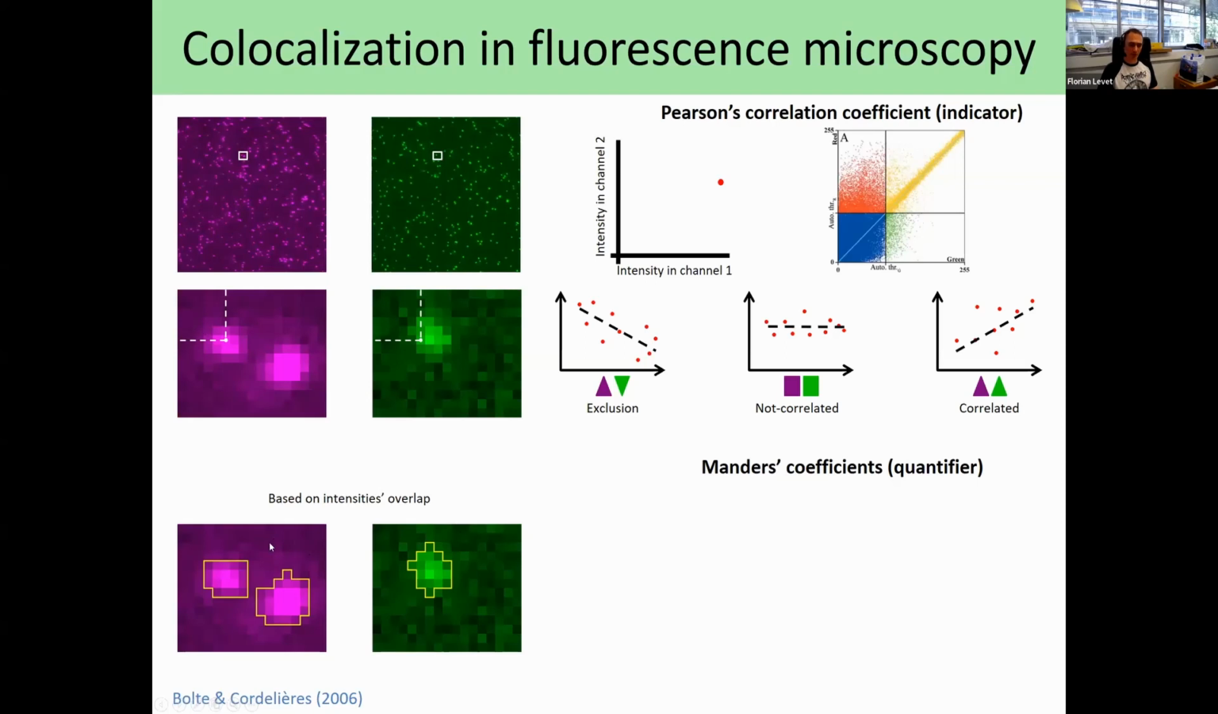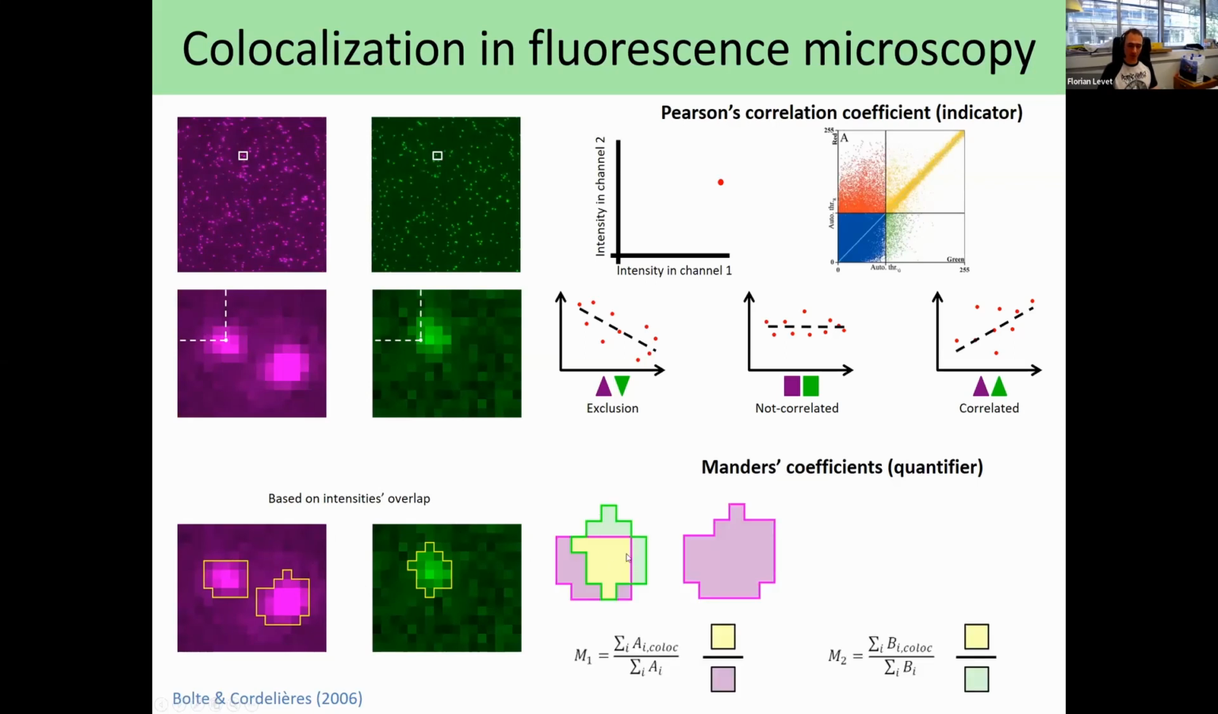In the case of the Manders, what you are going to do is first you need to do some segmentation, and then you will compute the overlap of your segmentation, and it will give you a quantified value of the overlap. So in this case, obviously, the Manders coefficient of the green label is bigger because there is only one object that is highly colocalized, while for the magenta label, there are two objects, only one is colocalized. So it explains why you have these differences in the two values for the Manders 1 and the Manders 2.